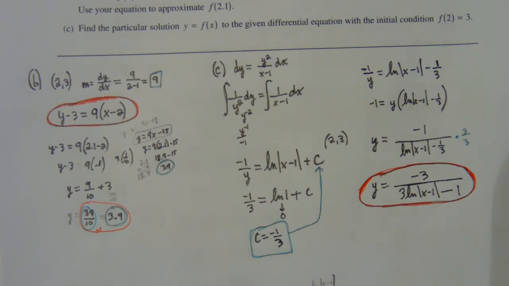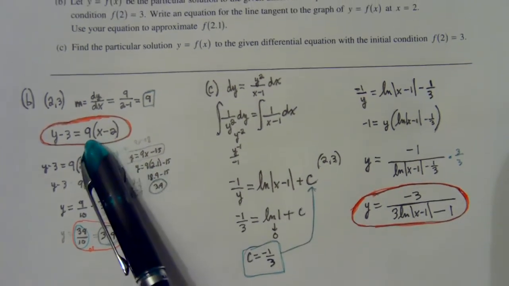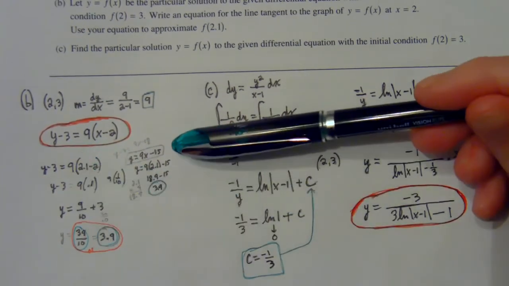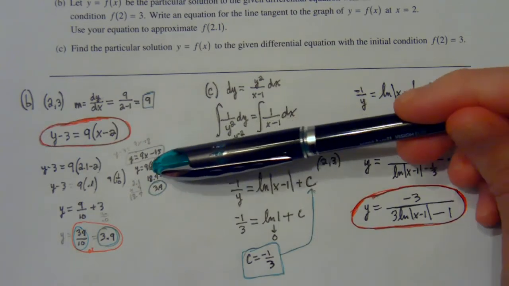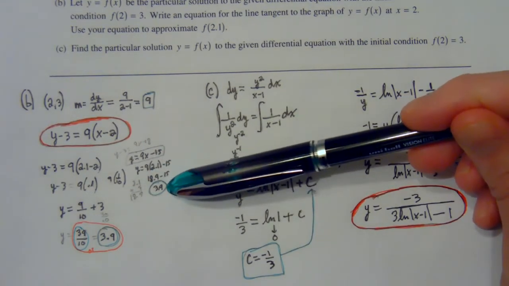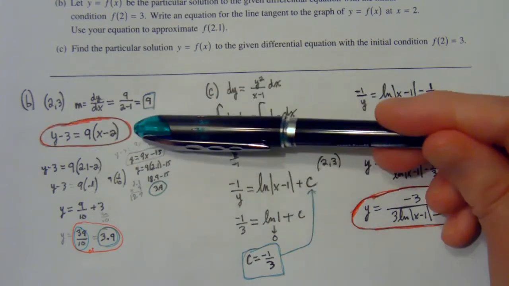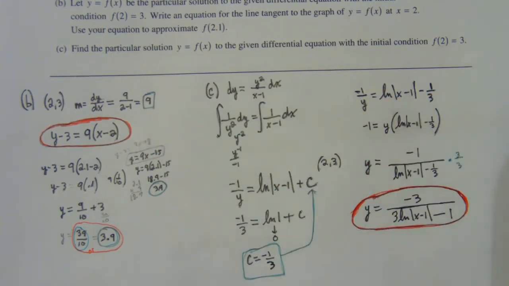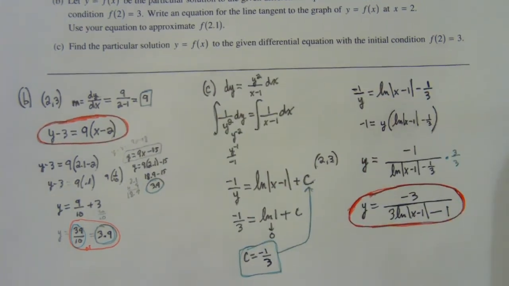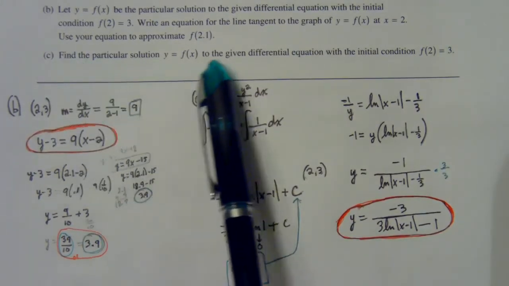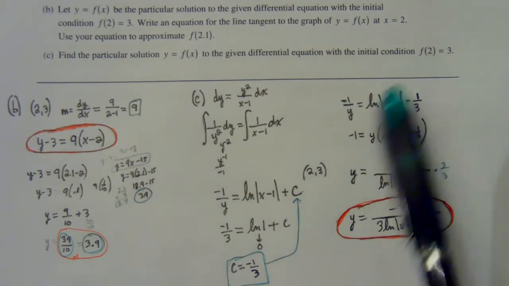Also, a lot of times if I have to use it for something, that's when I'll get the y by itself. So I'll distribute the 9 and move the 3 over, get the equation of my tangent line, and then you can plug in the 2.1. Either way, you're going to get the 3.9 answer. So find the tangent line, point slope form, plug in the number, get that approximated value. And then letter C is what we've seen a bunch of. It says find the particular solution to the differential equation, and gives us the initial condition.